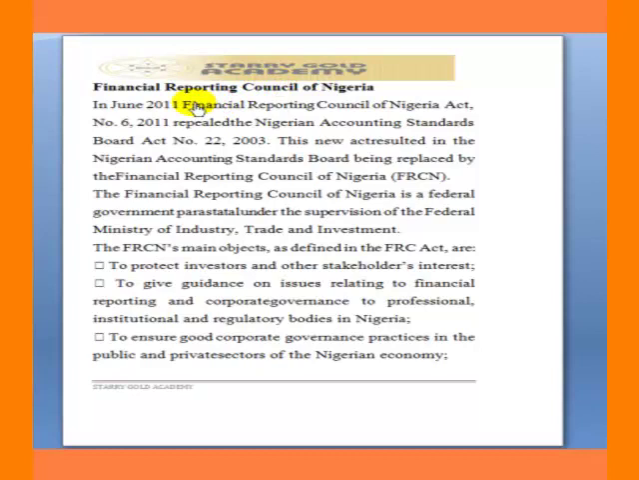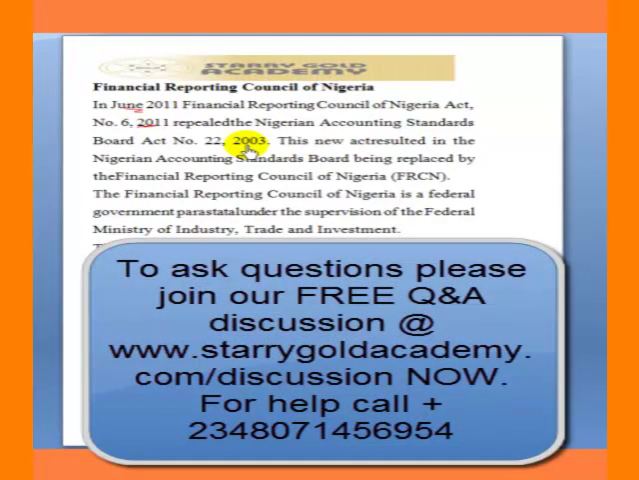Now, let's discuss this FRCN. FRCN, known as the Financial Reporting Council of Nigeria, was established in 2011, that is in June, to replace the Nigerian Accounting Standard Board, our NASB. This FRCN was set up to replace what? NASB. This resulted in the scrapping of all our Statements of Accounting Standard, that is SAS.